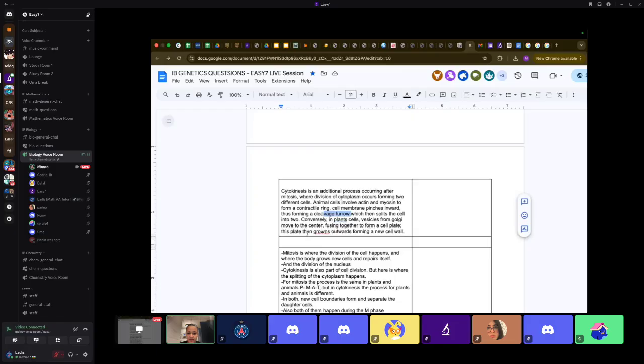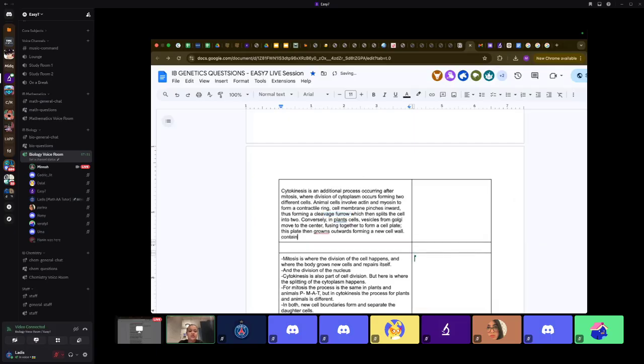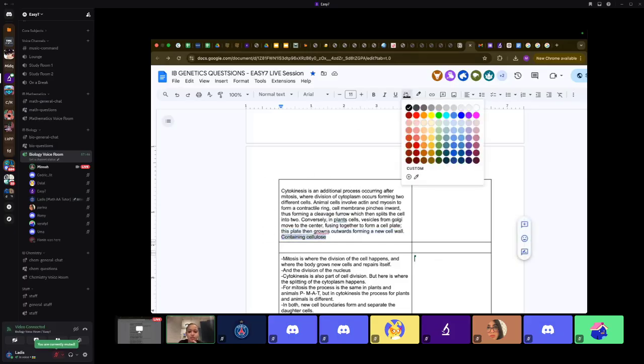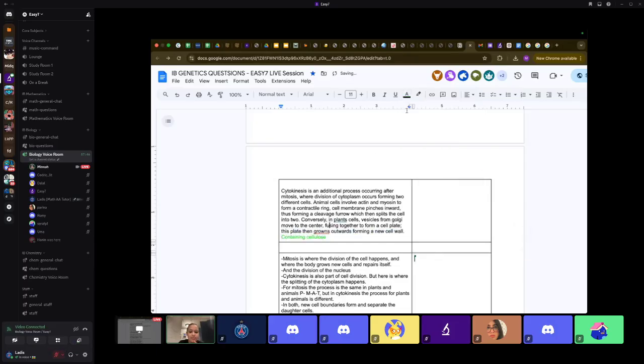Perfect. Now, the opposite is vesicles from the Golgi move to the center, and they contain cellulose, and they fuse together to form the cell plate, which then goes outwards to form the cell wall. So this containing cellulose, I'll just add that little bit of detail because those are the details that examiners are looking for. So you have to say that it contains cellulose. Okay, I would add that part there.